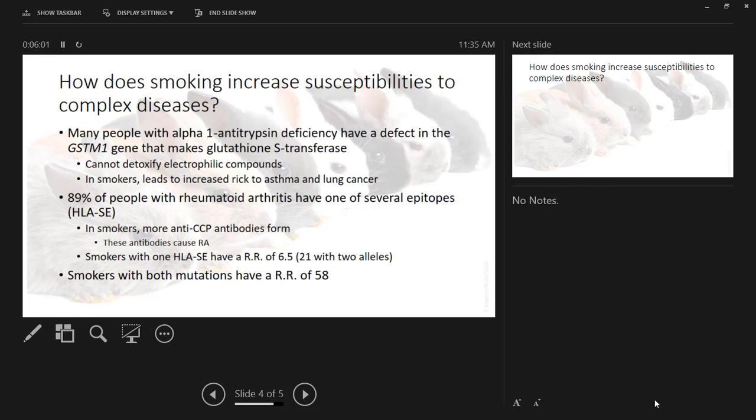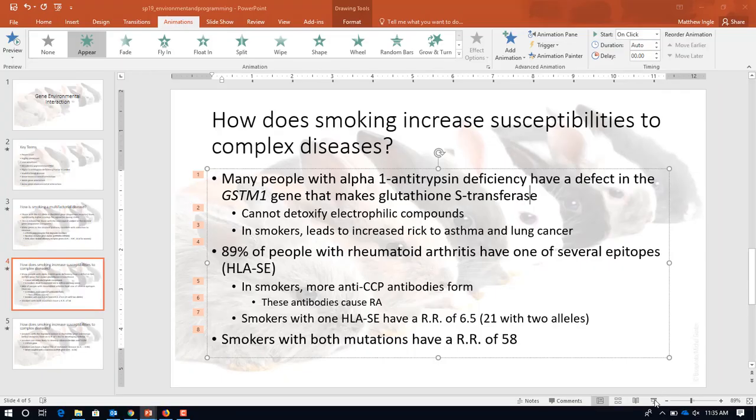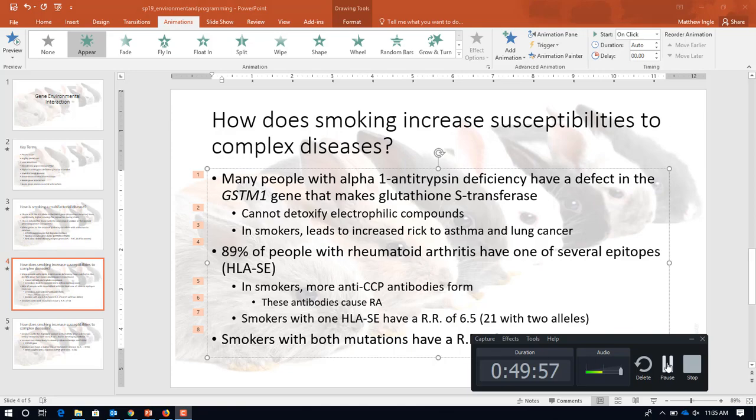Jesse. So the last part was gene, maybe not gene. This is gene environment. Yeah, because smoking is the environmental factor. It is gene environment.